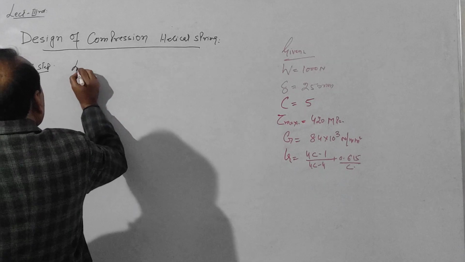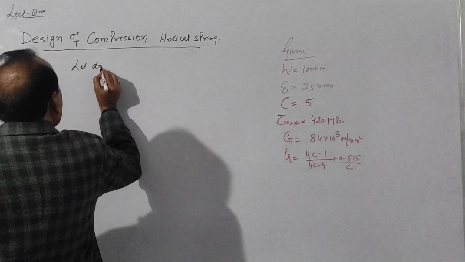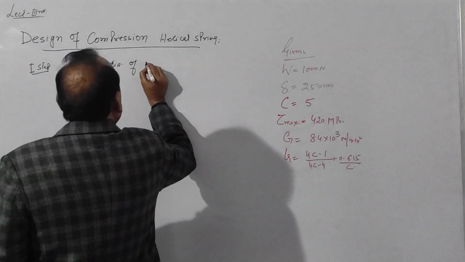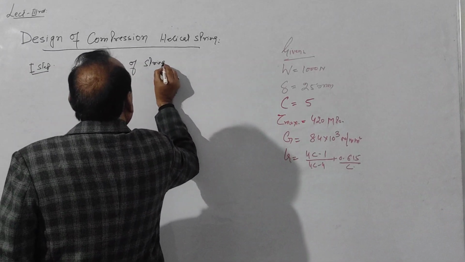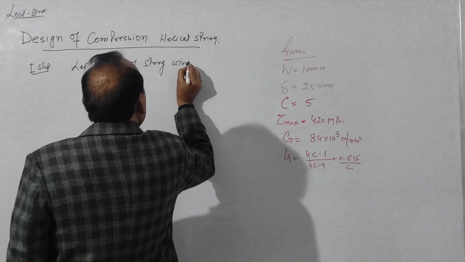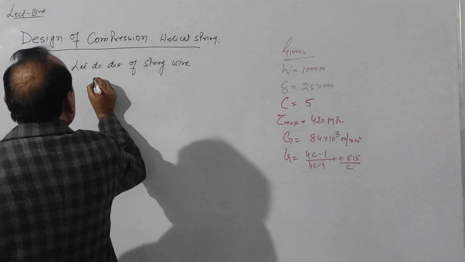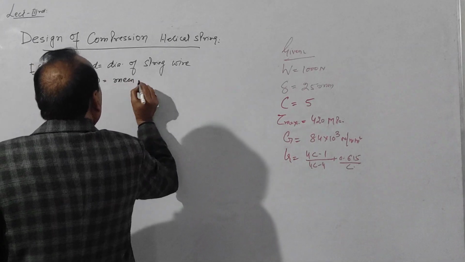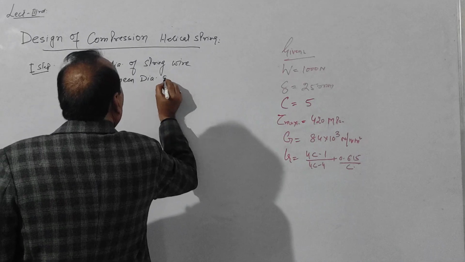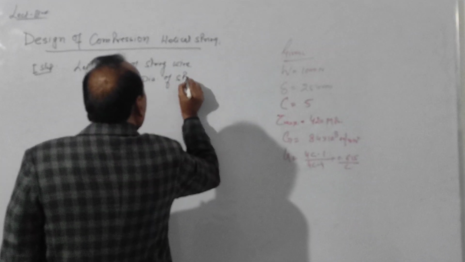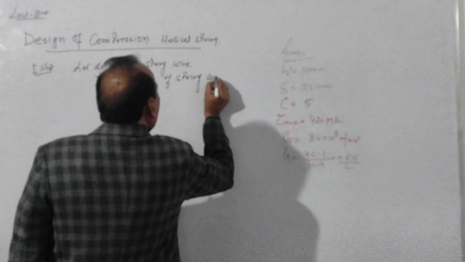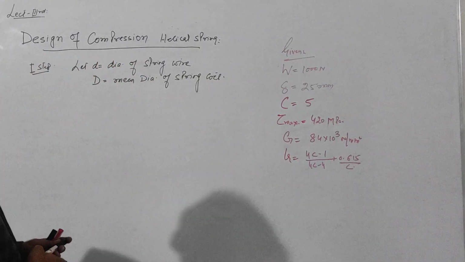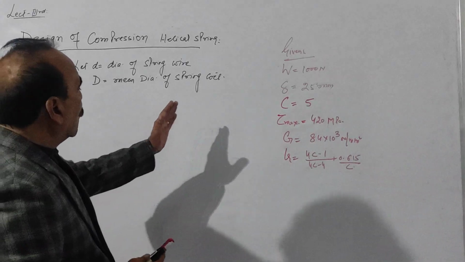So you can say let d be the diameter of the spring wire, right? And capital D is the mean diameter of the spring coil, right? Now you see, now you look toward this side.